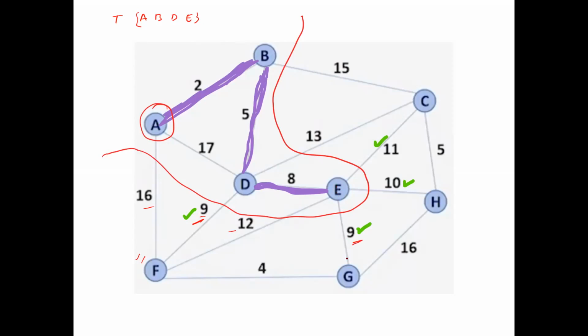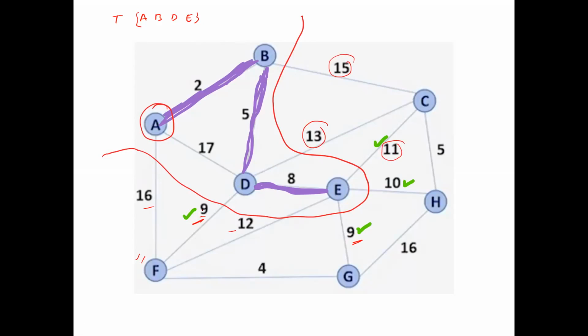So this edge with weight 9 will be considered as such. Going to H, only one edge is there, that is EH, which will be considered, with edge weight 10. Going to the vertex C, the possible edges are B to C, C to D, and C to E. Out of these three edges, the edge with minimal weight is 11. So we'll be picking 11.